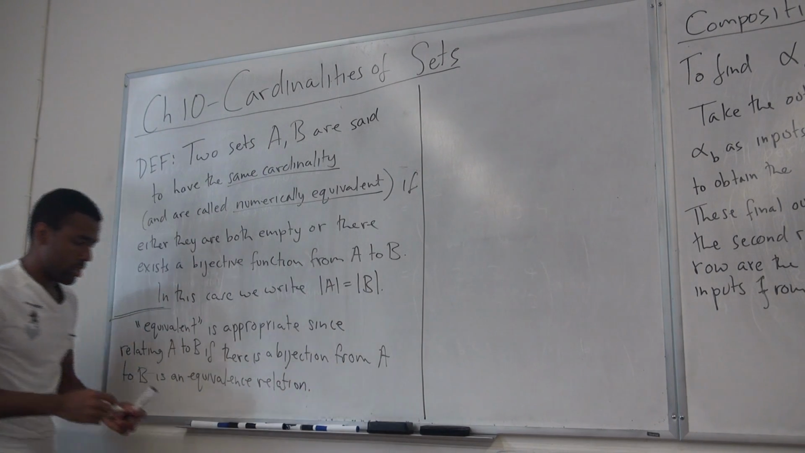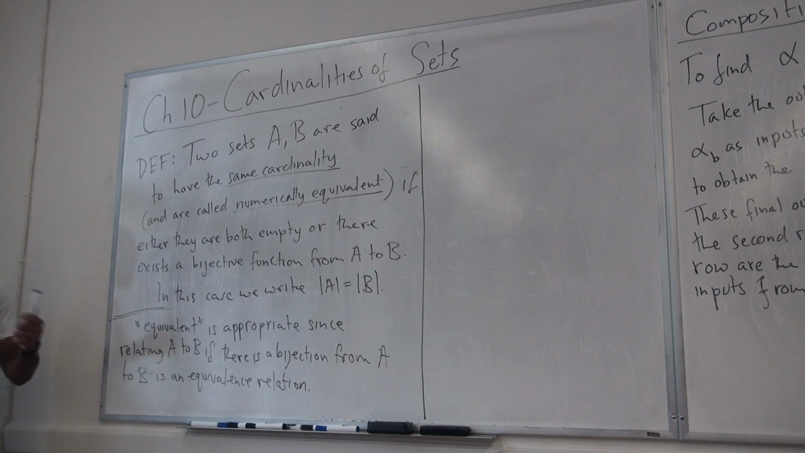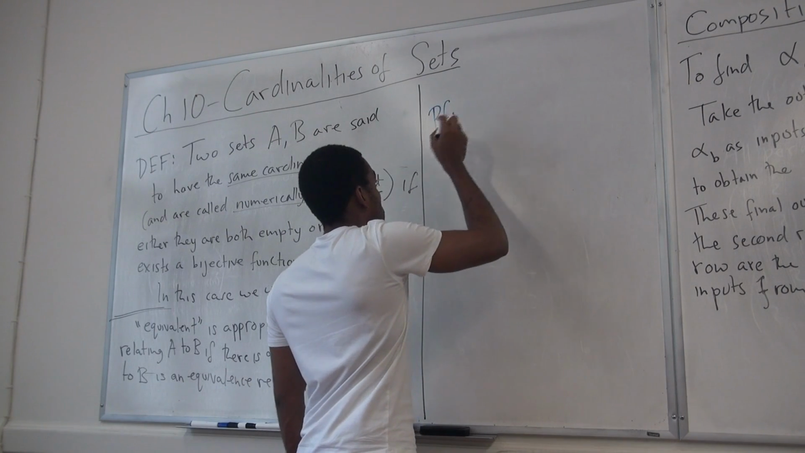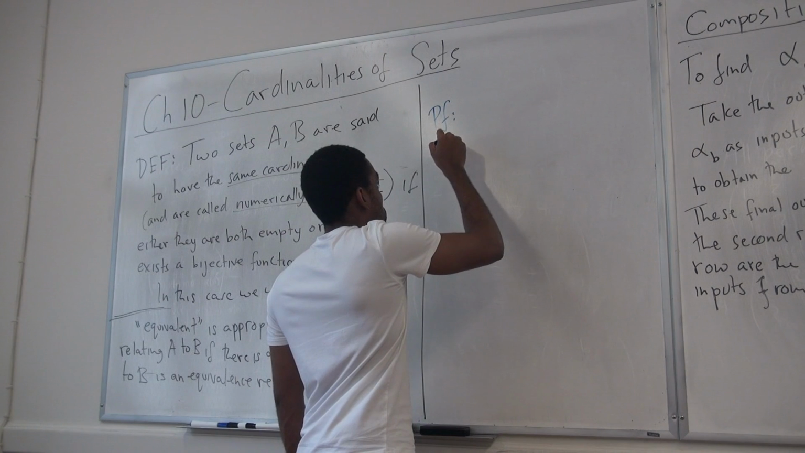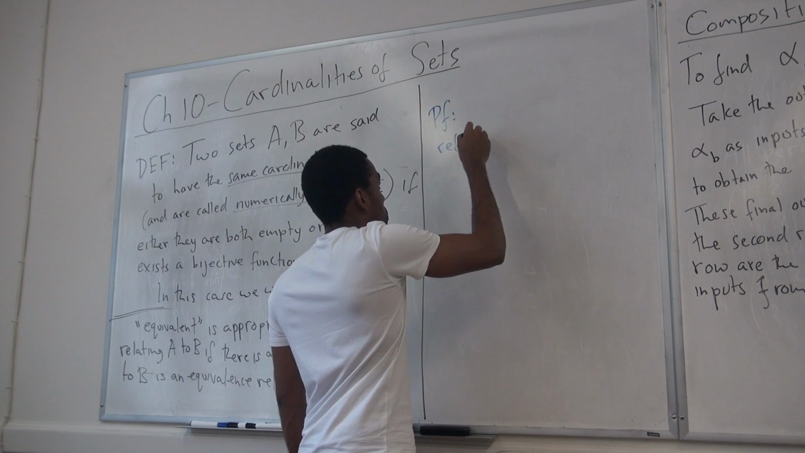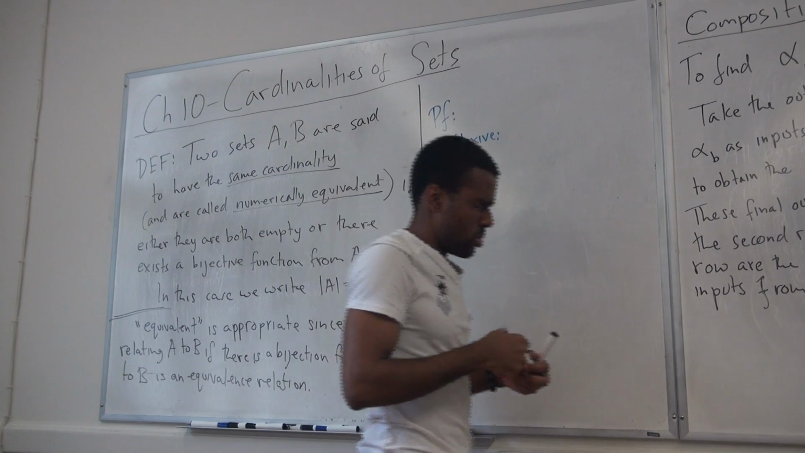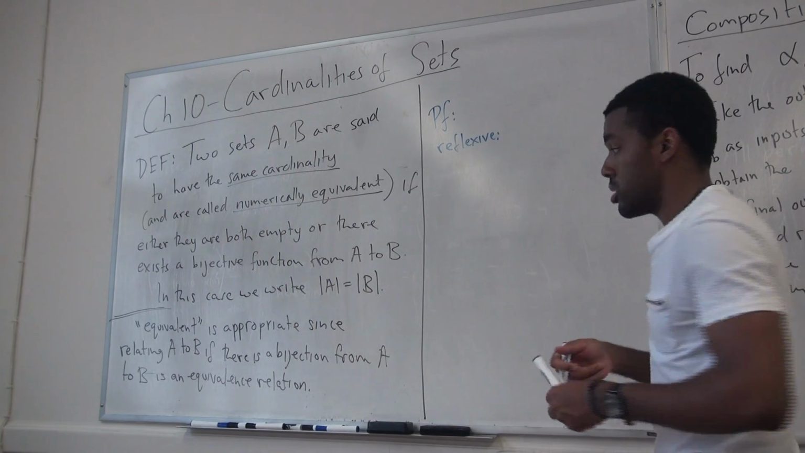We call it numerical equivalence because it's actually an equivalence relation if we set things up this way. So if I set things up so that a set A is related to a set B if there's a bijection from A to B, it's actually an equivalence relation, and it's not actually hard to show this. How do you show that this relationship is reflexive?